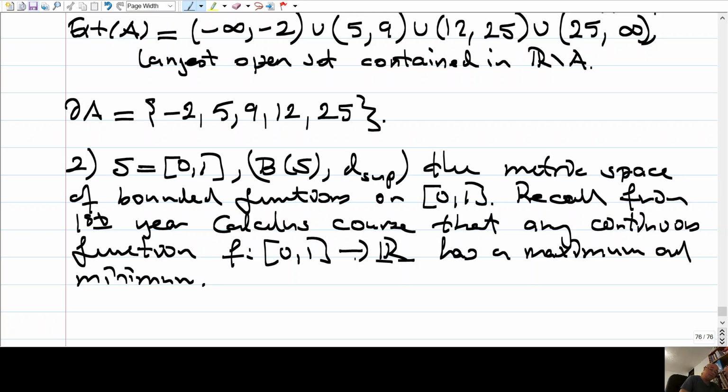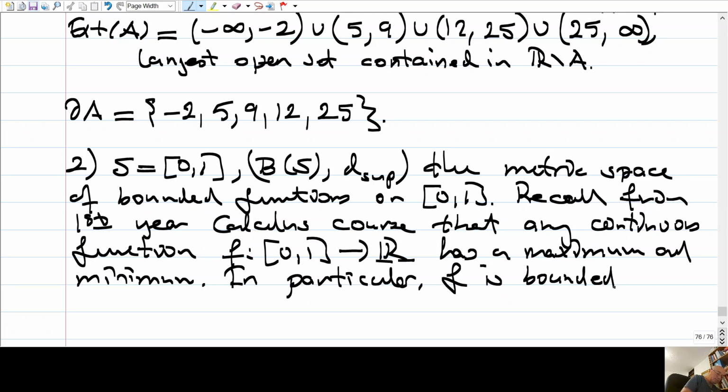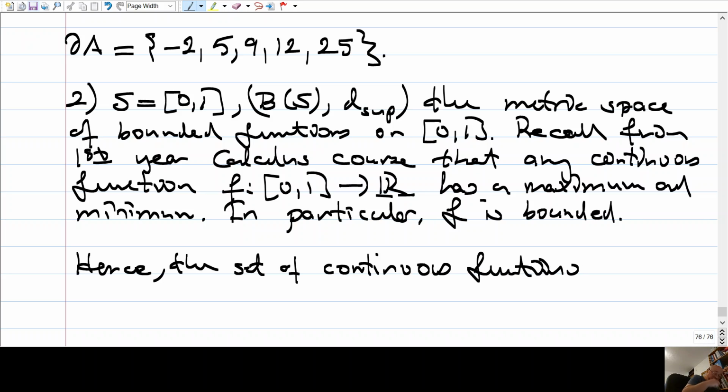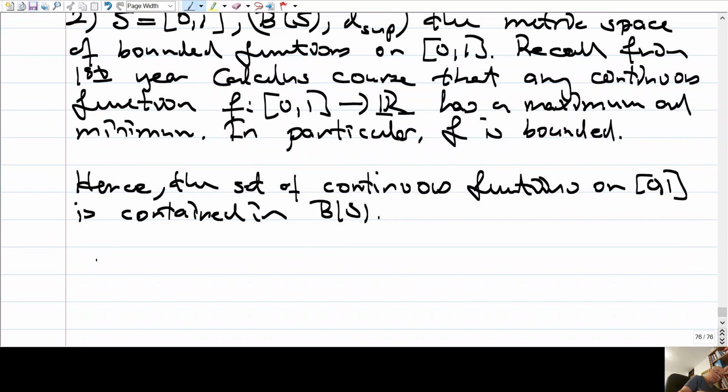Any continuous function has a maximum and minimum, and therefore it is bounded, right? If it were not bounded, then it wouldn't have either maximum or minimum. So since it has maximum and minimum, it must be bounded. In particular, f is bounded. Hence, the set of continuous functions on [0, 1] is contained in BS.